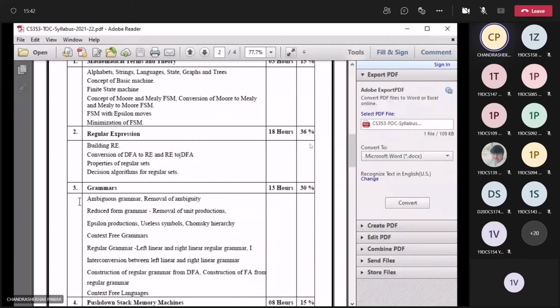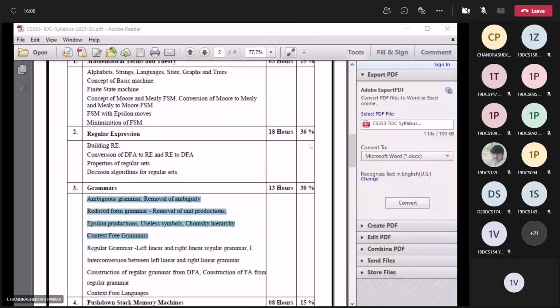Now we have started with unit number 3. Whatever points we are going to complete, maybe up till this point, that is removal of epsilon production, then removal of useless symbol, removal of unit production, removal of ambiguity. This point we are going to cover up till the unit test. So up till this, we have to consider the syllabus of unit test 1.